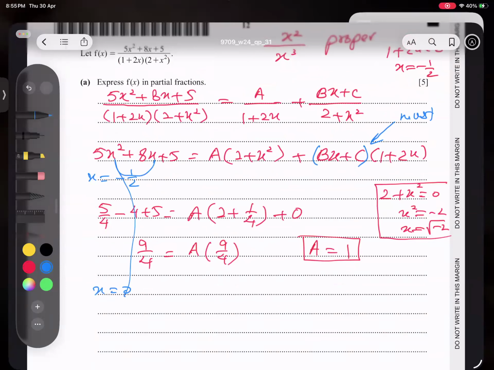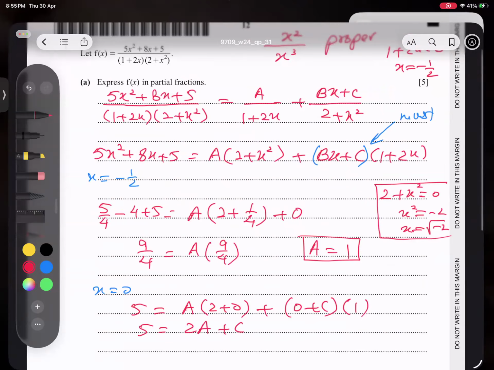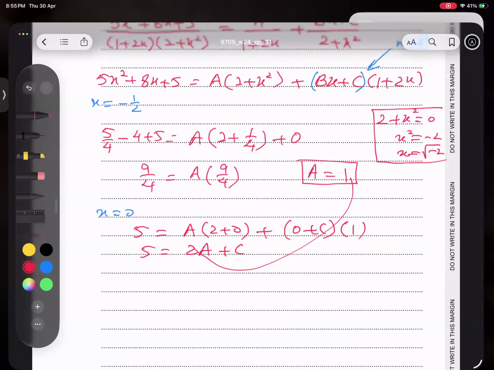The best number is 0. Whole equation 0. Everywhere, every x is 0. So left-hand side, I get 5, students. And I got here 2 plus 0. And here I got 0 plus C. And here I got a 1. So finally, I get 5 equal to 2A plus C. And the A value comes from the top. This value will come here. So 5 is equal to 2 plus C. And the C value is coming to be 3.